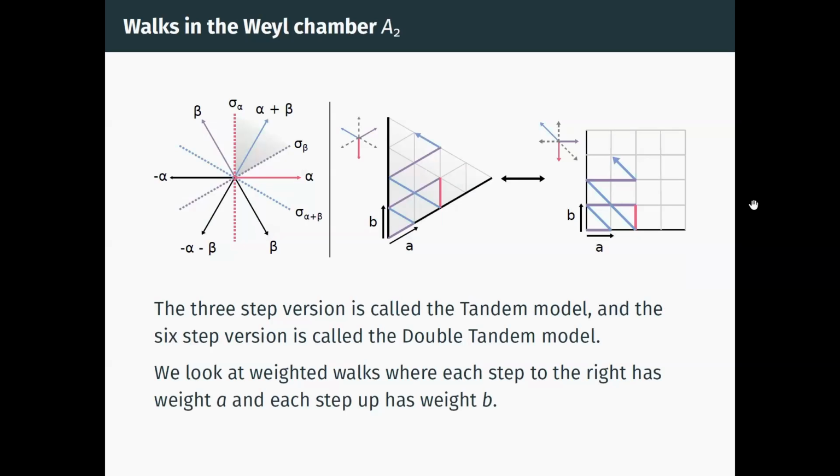Okay, and so then I can show you in the middle the diagram I showed you before with the walk. On the left is a diagram showing the root system for A2 in particular. This is defined by the unit vector alpha, which is just the vector (1, 0), and then the unit vector beta, which has an angle of pi over 3, and then the sum of those two, and also their negatives. And then the dotted lines on the left correspond to the hyperplanes that we might reflect through.